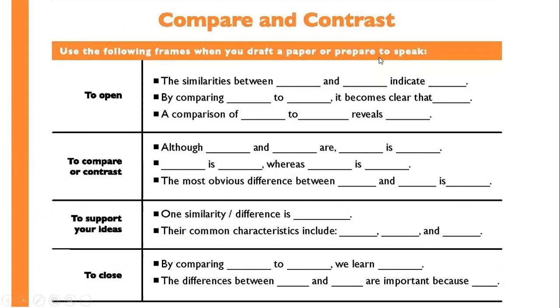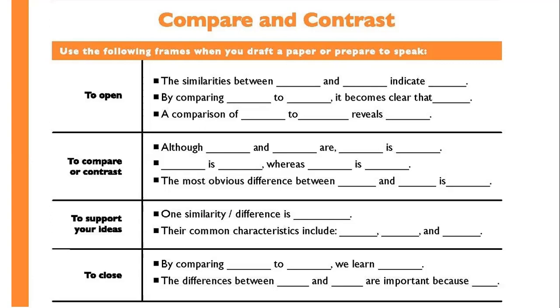If you're writing a paper or you're preparing to speak, it's going to help you for both. To open, you have some examples. For example, the similarities between blah, blah, blah and blah, blah, blah indicate that, or by comparing the Puritans to the Pilgrims, it becomes clear that, or to compare or contrast: although Pilgrims and Puritans are, and you give the idea, or Pilgrims is blah, blah, blah, whereas Puritan is, or the most obvious difference between Pilgrim and Puritan is.